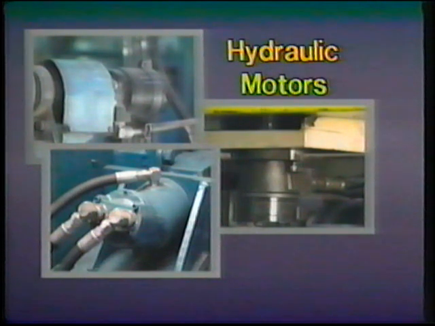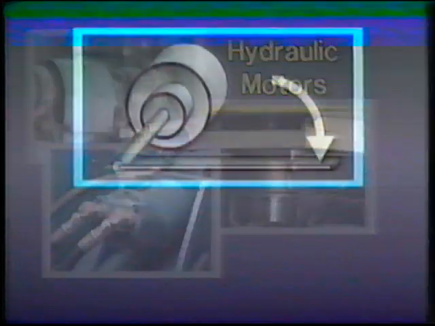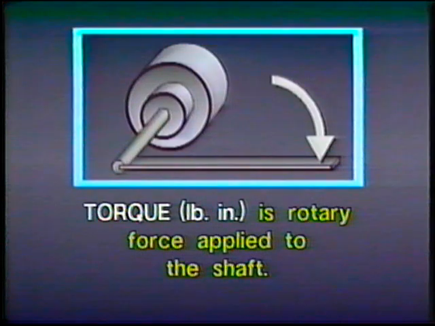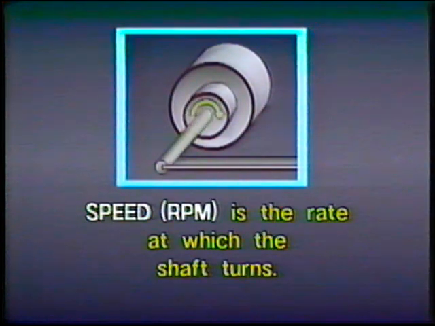When operating any motor, two main factors must be considered: torque and speed. Torque is the rotary force applied to the shaft, usually expressed in pound-inches. Speed is the rate at which the shaft turns, usually expressed in revolutions per minute.